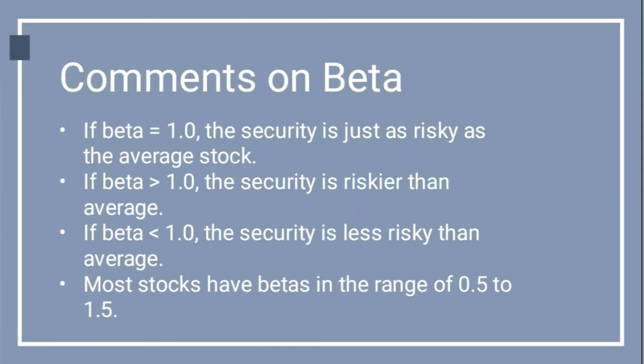If beta is equal to 1, the security is just as risky as the average stock. If beta is greater than 1, the security is riskier than average. And if beta is less than 1, the security is less risky than average. Most stocks have betas in the range of 0.5 to 1.5.